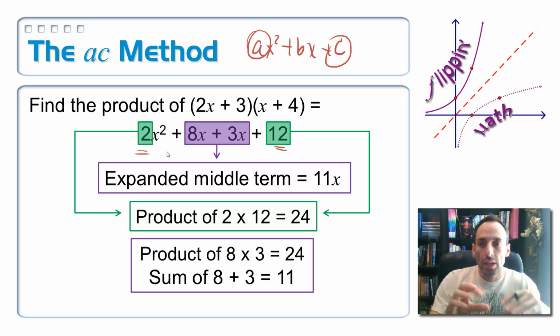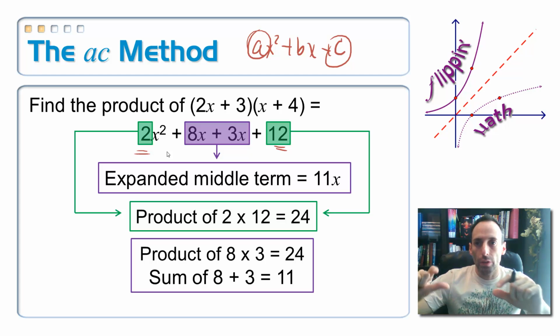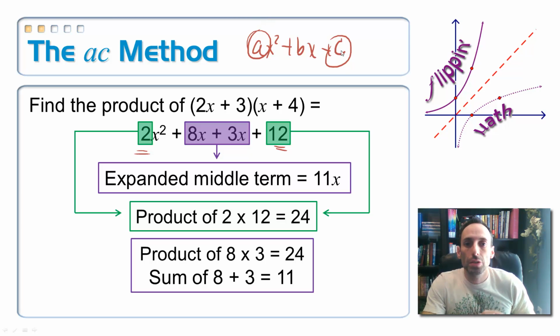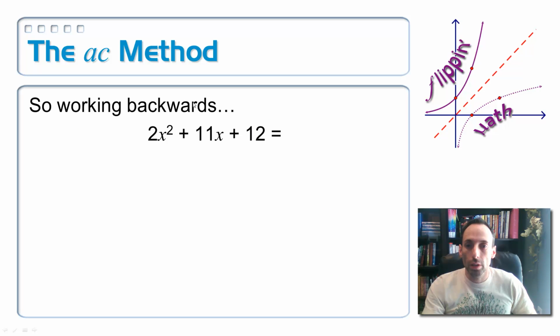Okay, and this is going to be the essence of the AC method. It's called AC method because to get the product you have to multiply the A term times the C term. It's also called expanding the middle term because this BX term, you have to expand it out into two little factors, like in this case 8x plus 3x. Alright, so let's look at this going backwards then.